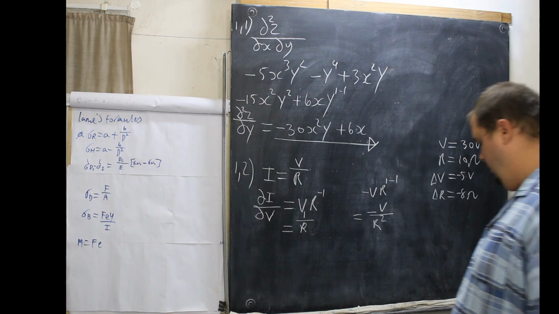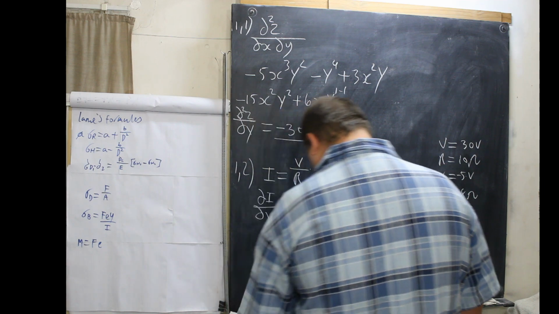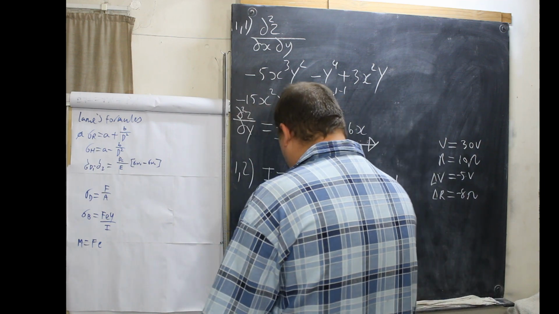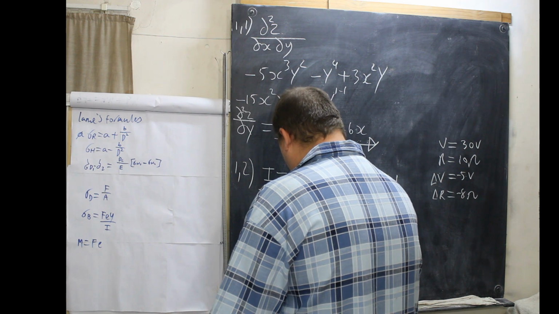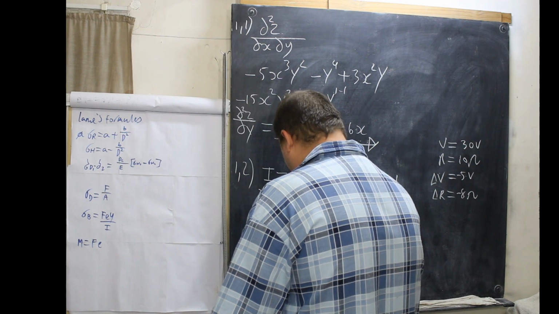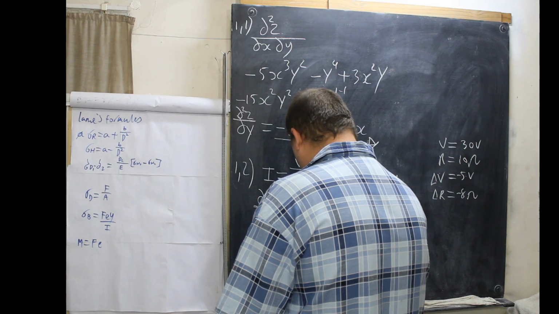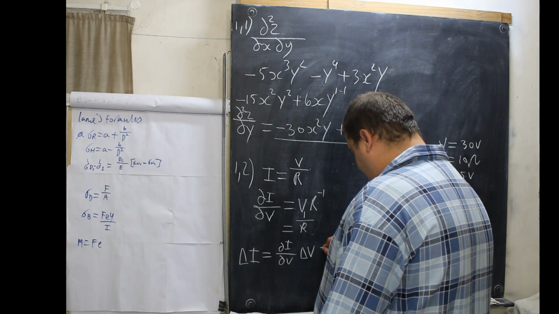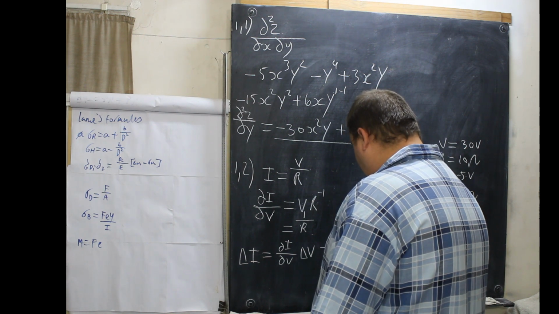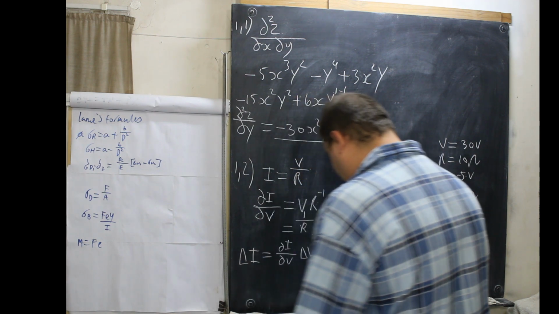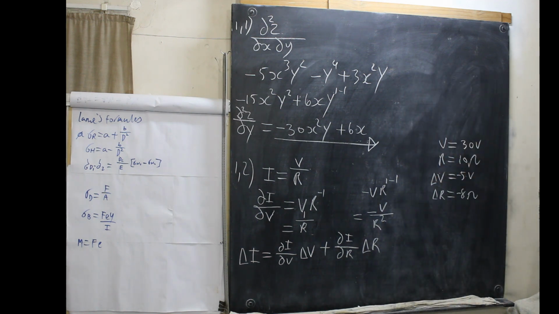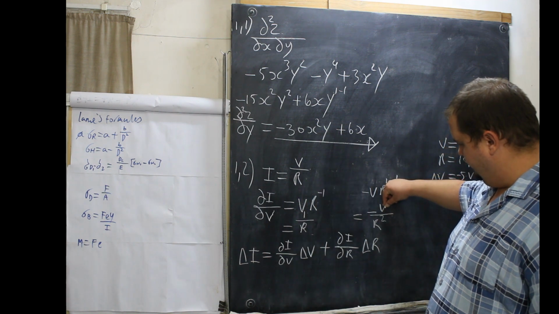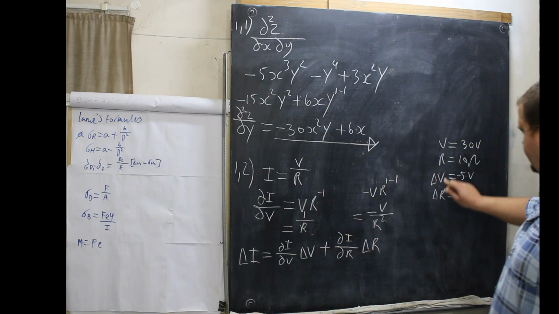Now, what we need to do with our formula is, our change in I is equal to the derivative of I with respect to V times the change in V, plus the derivative of I with respect to R times the change in R. So what I've done is taken the derivative of each one, and then we multiply by the change in each.